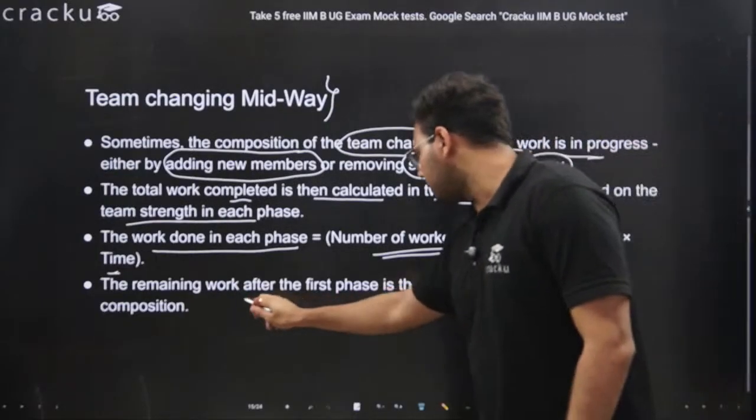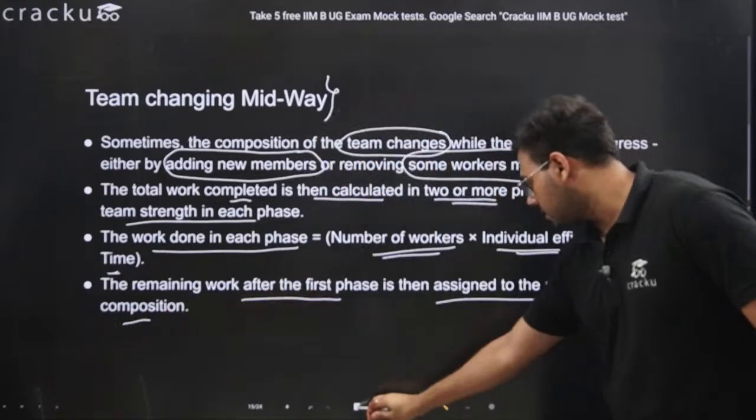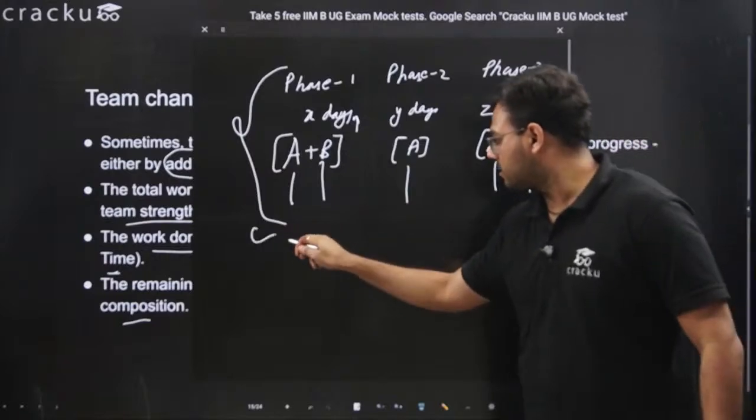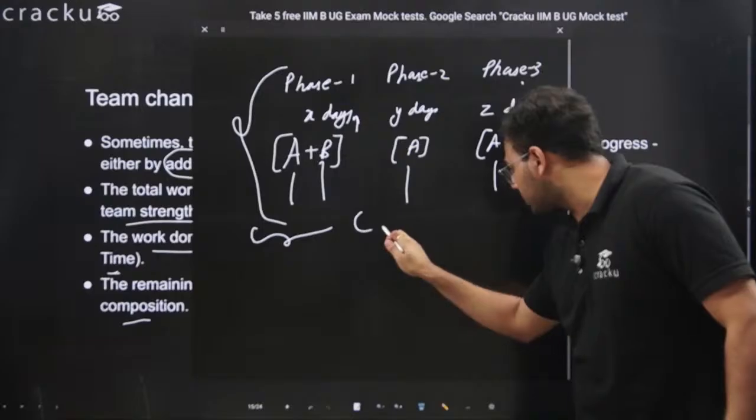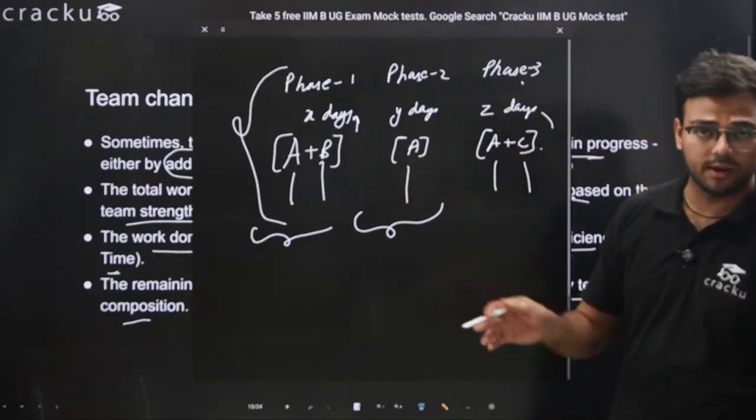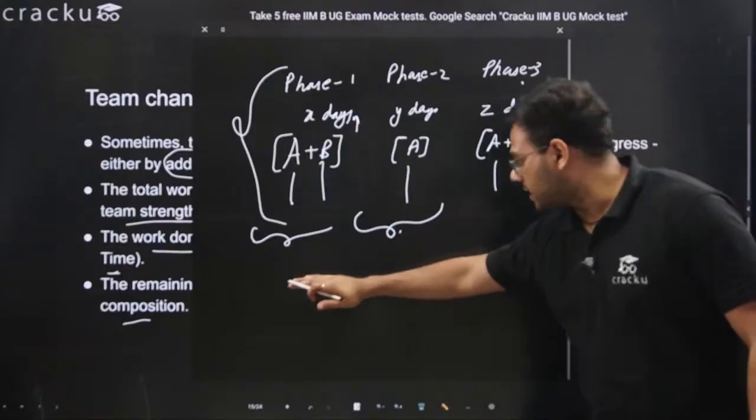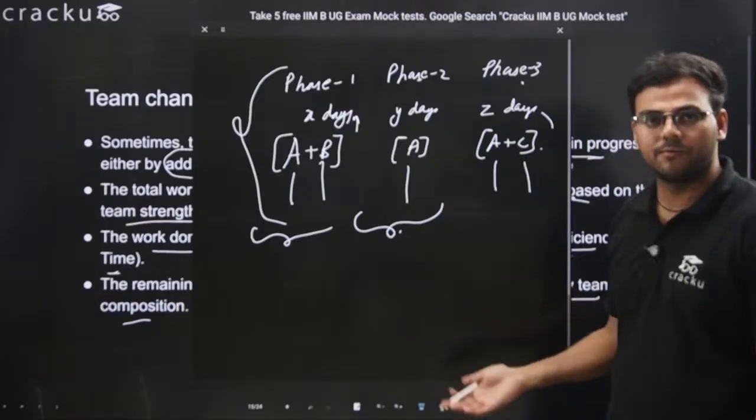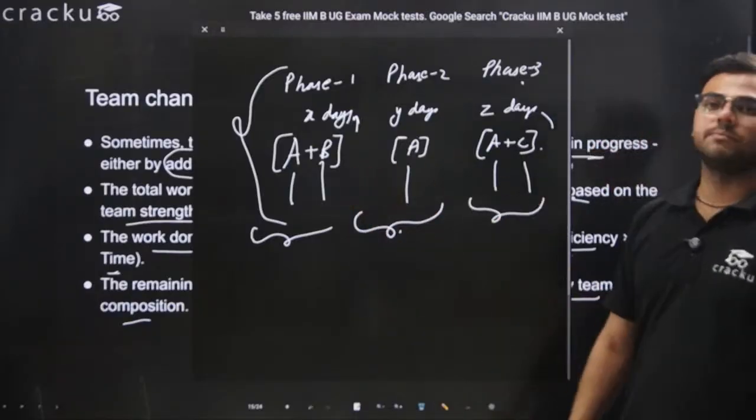The remaining work after the first phase is then assigned to the new team composition. Initially this phase 1 work is done. Now the remaining work is assigned to the new team composition in which there is only A. After phase 1 and phase 2 are completed, whatever the remaining work is, it is assigned to a new team composition in which both A and C work.